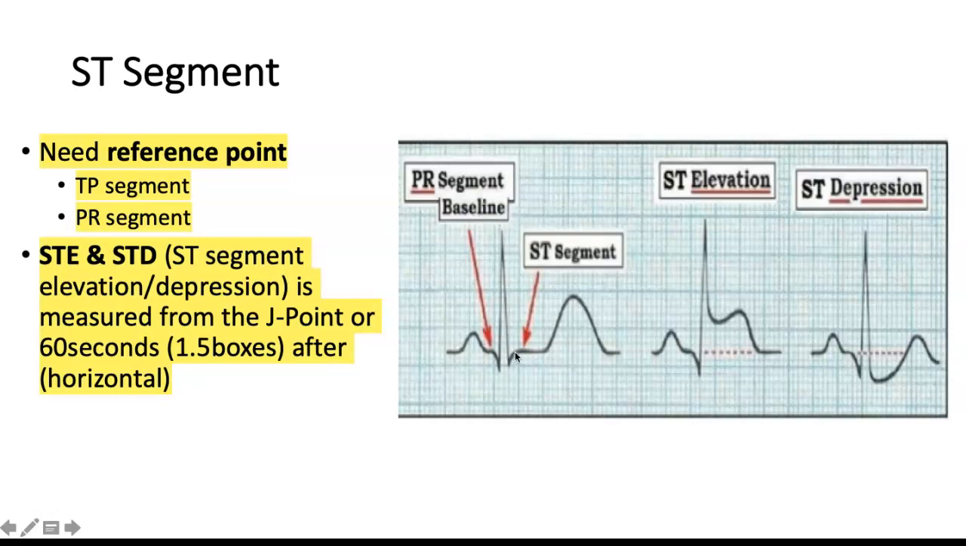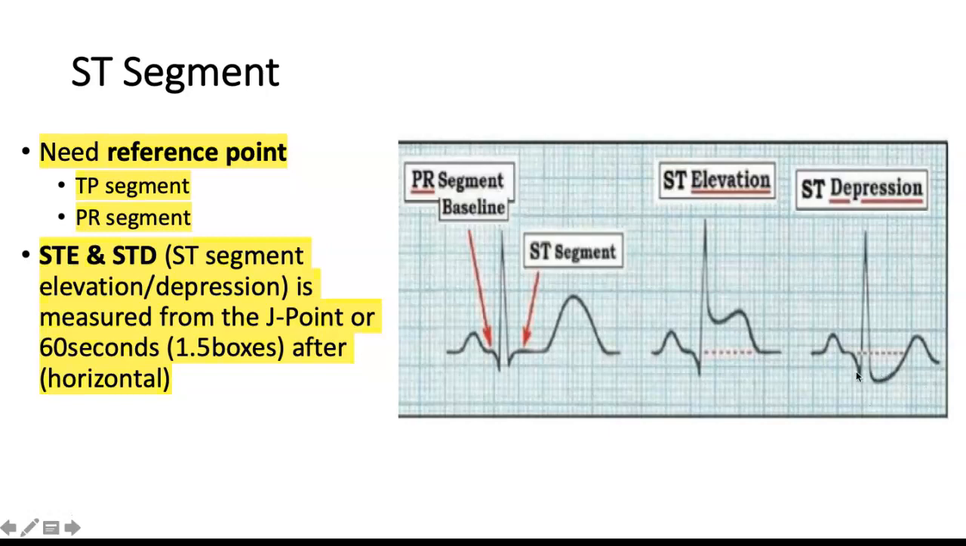So the J point here, which is that first horizontal inflection of the ST segment, is noted here in the normal. It's right at the baseline and it's isoelectric. If we move over to the center image, the J point is here. The baseline is this dotted line. And so the ST segment elevation is the difference between the baseline and the ST segment at the J point.